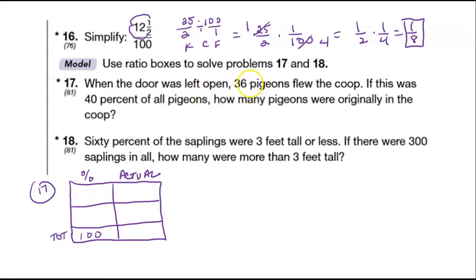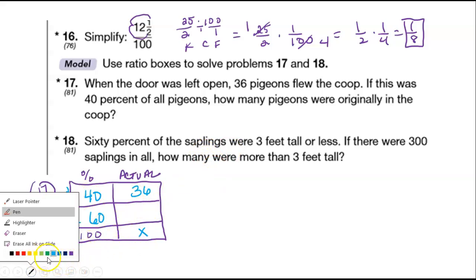When the door was left open, 36 pigeons flew the coop. So we have flew, not. So 36 pigeons actually flew the coop. This was 40% of the pigeons. How many pigeons? So we have 60%, because we know if we add this, we get 100. How many pigeons were originally in the coop? So they're asking for our total number originally.